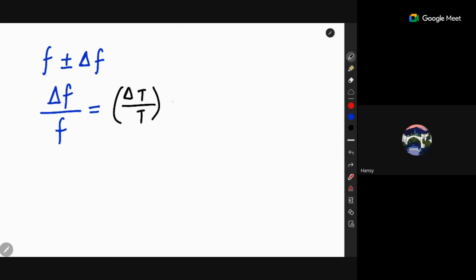So I can simply say that this is basically 0.2 divided by what was the time period? The time period was 1.9 seconds, is it? Sorry, 1.9 milliseconds. Okay.